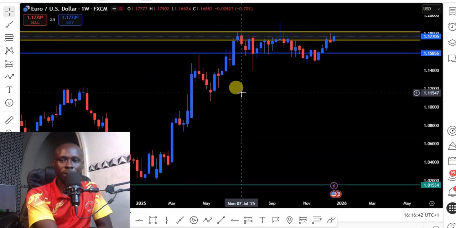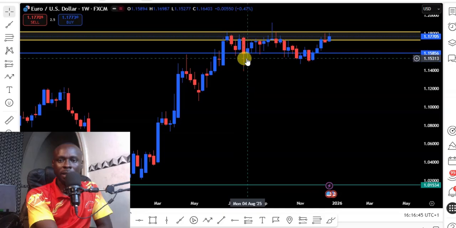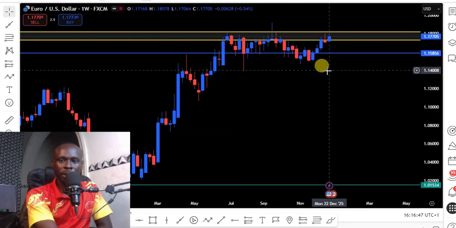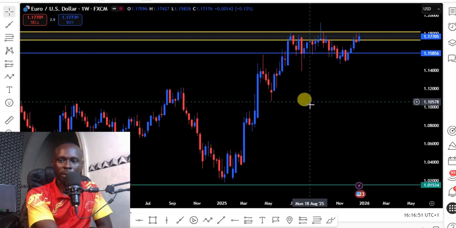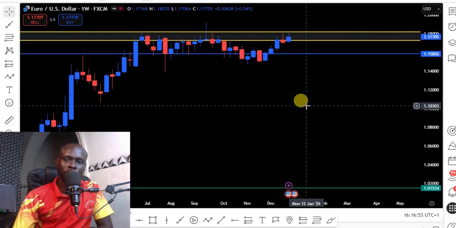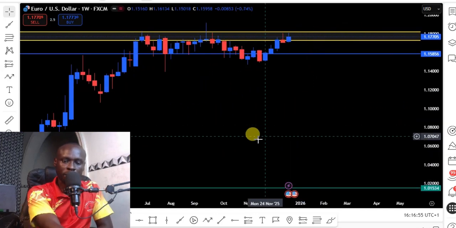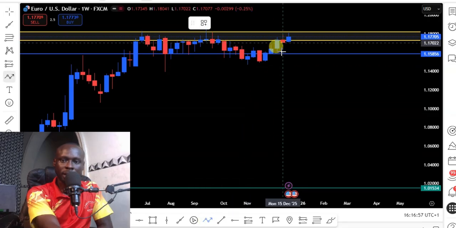So on the weekly chart of the EURUSD, you can also see that we have a sideways trend, and currently we have price close on a weekly resistance level, which indicates a possible reversal for the EURUSD to move to this next support level.